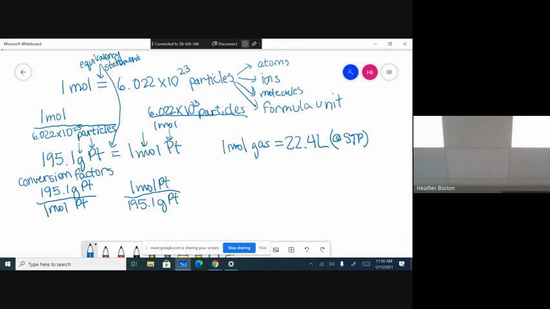So now I'm going to turn this from equivalency statements into conversion factors. 1 mole has 22.4 liters, as long as it has to be a gas, though. And then 22.4 liters are in 1 mole. So you guys can take any equivalency statement and turn it into a conversion factor. We'll practice doing that, and then I'm going to show you how to use these equivalency statements.